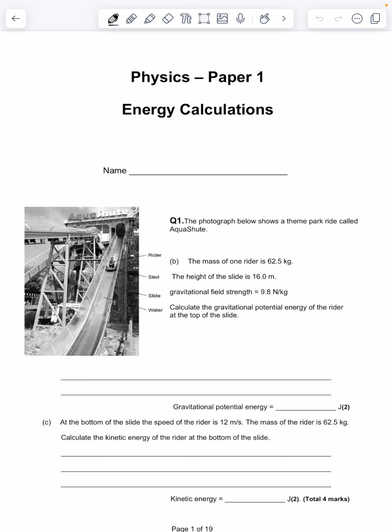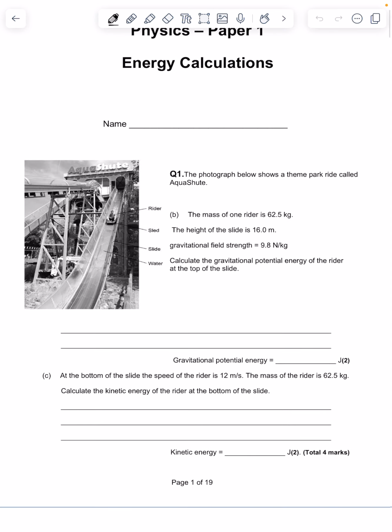So question 1 says calculate the gravitational potential energy. It's always good practice to write out the formula that you're going to be using, even if you are given it on a formula sheet in the exam. So here we want gravitational potential energy, and that is equal to mass times gravity times height.